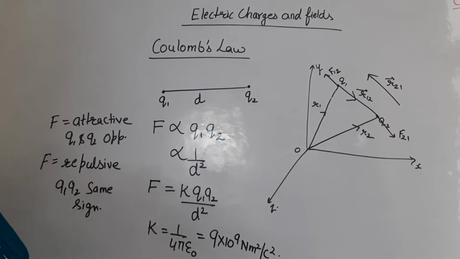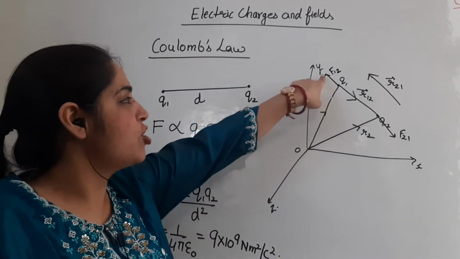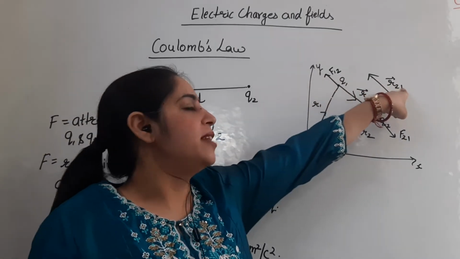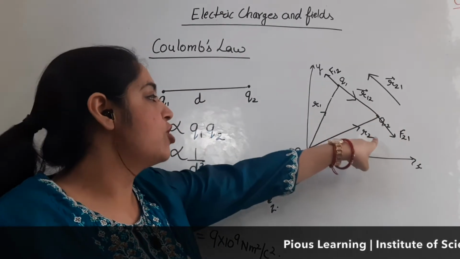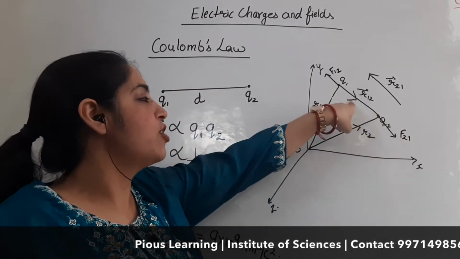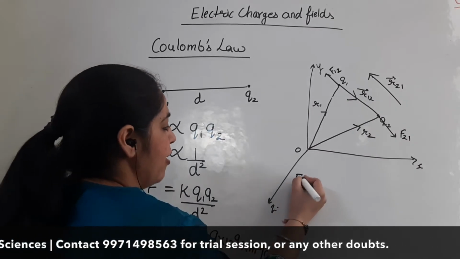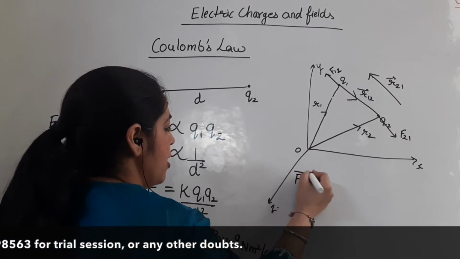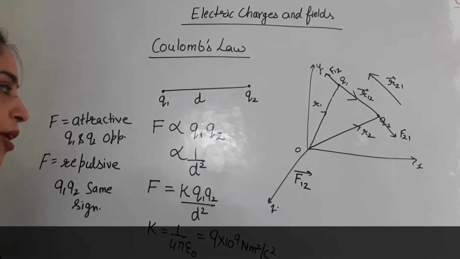Let's now write down F12 and F21. See it from here, the direction of F12 is in the direction of R21. The direction of F21 is in the direction of R12. Let's write down F12 now, and because I'm writing down a vector with a direction, I'll put an arrowhead over it.